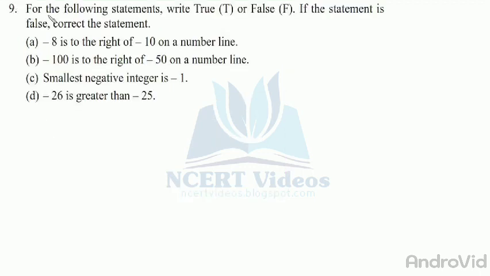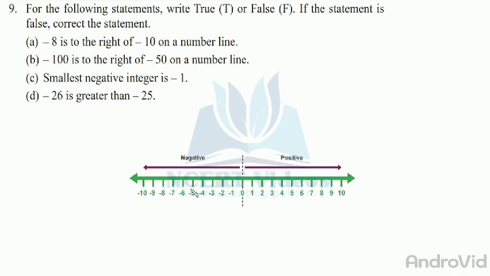9. For the following statements, write true or false. If the statement is false, correct the statement. Number A, minus 8 is to the right of minus 10 on a number line. Well, we have made a reference line. So you can see here minus 8 is here and minus 10 is towards its left hand side. So it is saying minus 8 is towards right. Well, yes, it is indeed true.